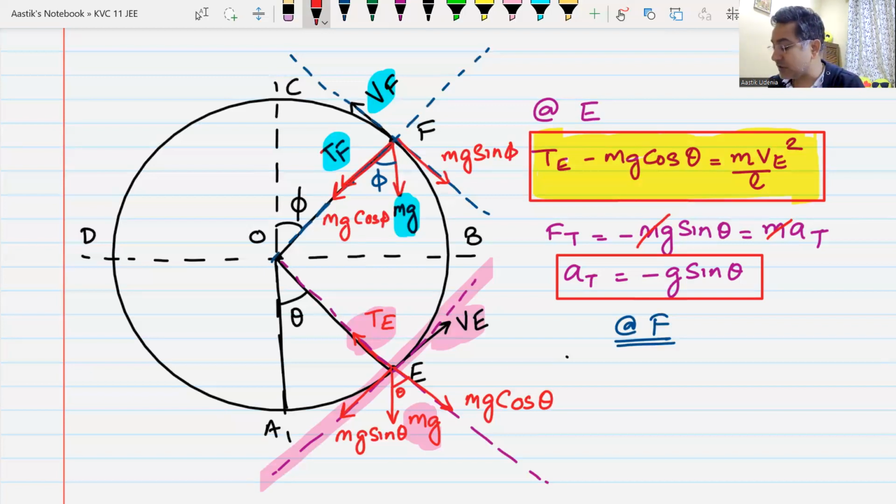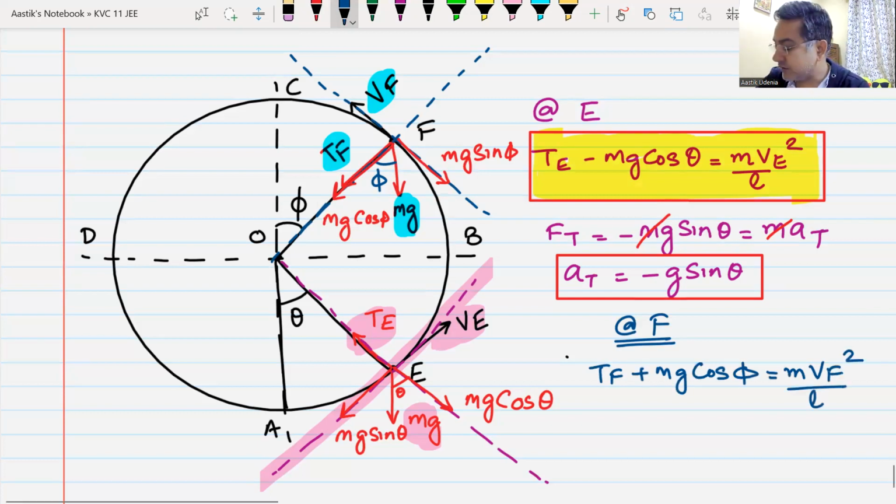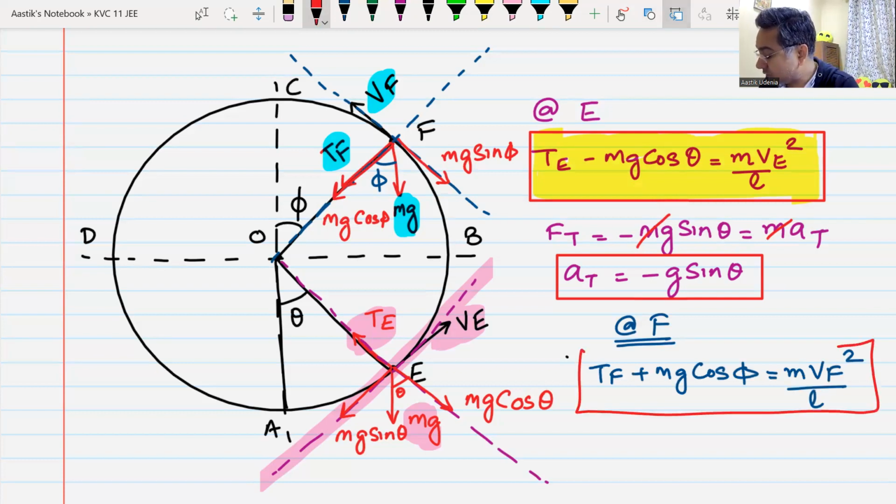Now, can you tell me what is the equation towards the center, in the centripetal direction? T_F plus mg cos phi is equal to m v_F square by L. That is correct. That is the first equation that we are looking at.